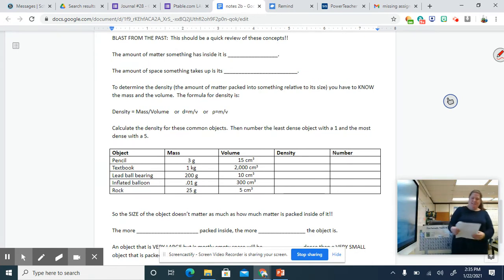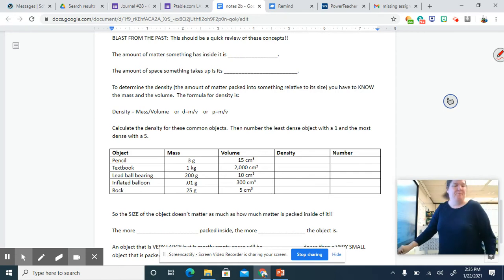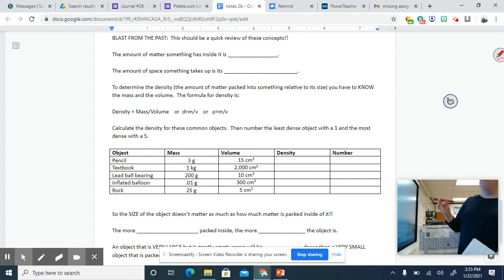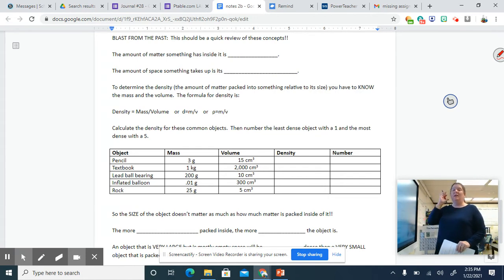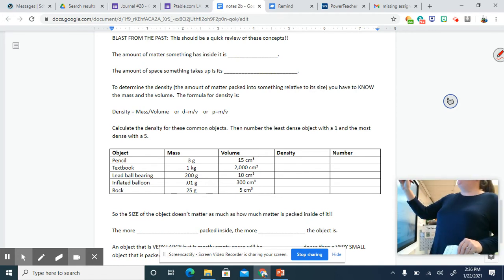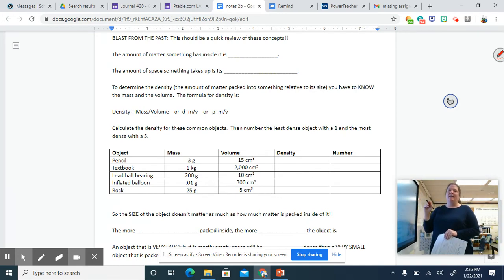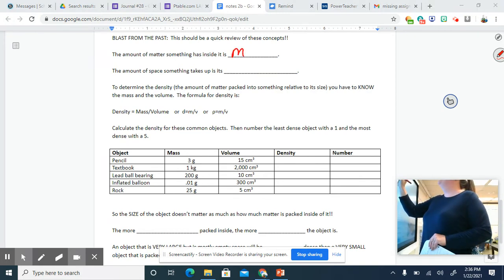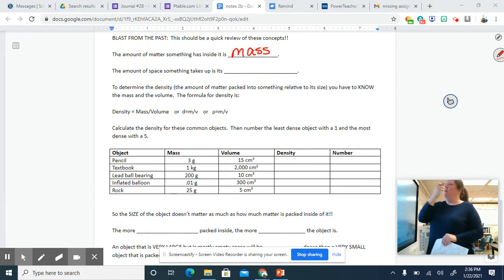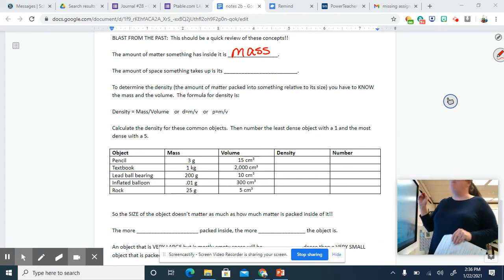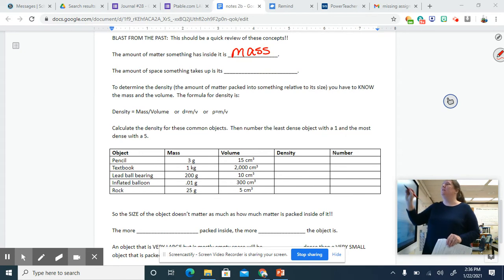Okay, guys, density. So here we go. All right. So blast from the past to start with. This should be a review, but if it's not, let's go over it and make sure you know it. All right, the amount of matter something has inside is mass. The amount of space that something takes up is volume.